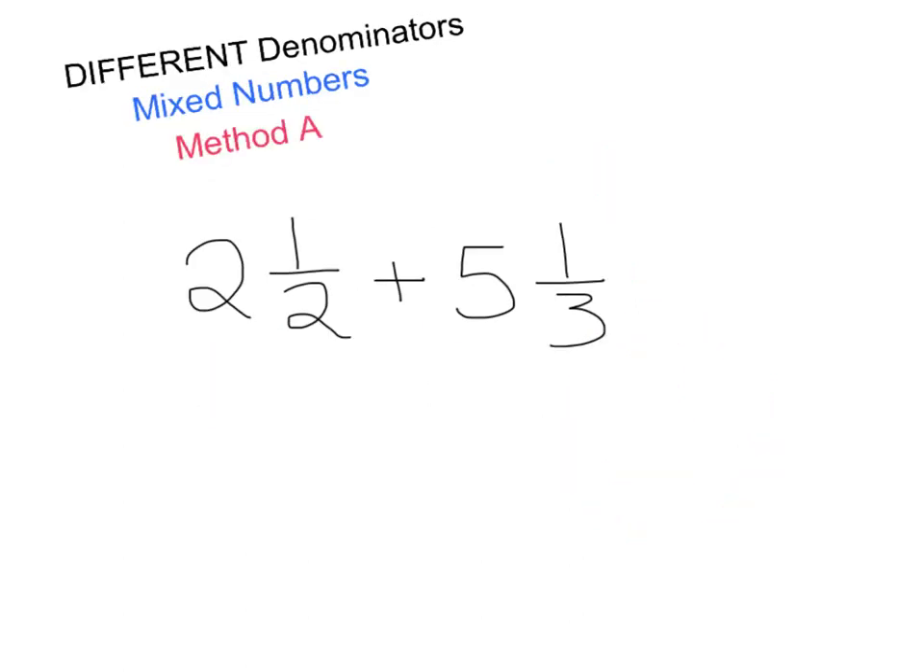Okay, adding two fractions with different denominators. This time they're mixed numbers. And remember, there's two ways that you can go about adding and subtracting mixed numbers. The first one, you can break it apart where you add the whole numbers together and then add the fractions together. So if we add the whole numbers together, 2 plus 5 is 7. And now we have to think about what is 1/2 plus 1/3.